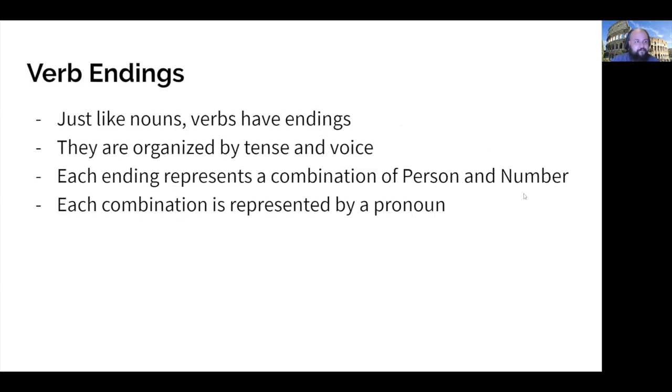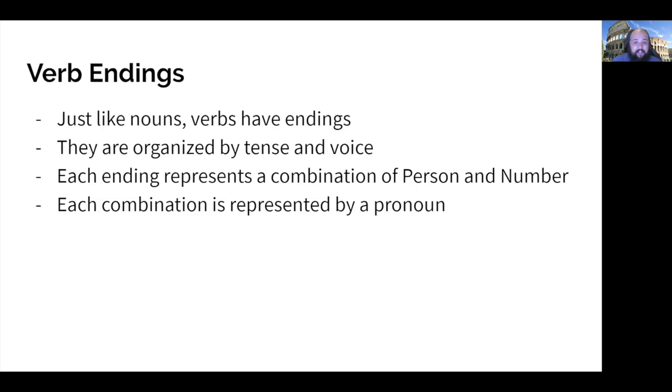So let's move forward. Verbs have endings just like nouns do, okay? Nouns have endings, verbs have endings. Pretty much everything in Latin has its own set of endings, okay? These endings are organized by tense and voice, okay? So we'll have things like a set of present active endings. And then later on in the modules, we'll see present passive endings, so on and so forth, right? Future active endings, future passive endings, so on and so forth.